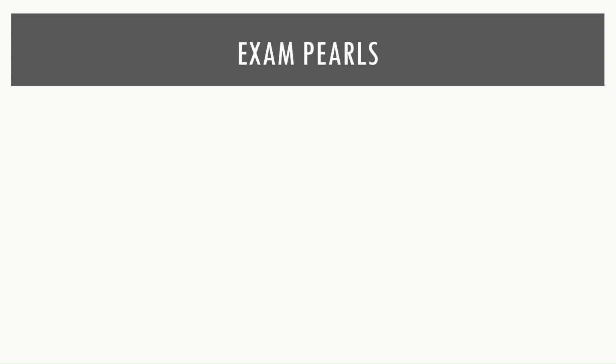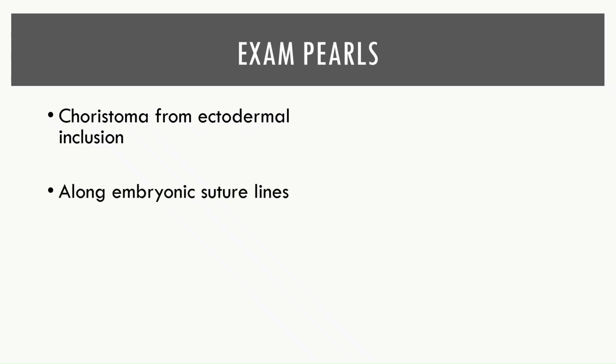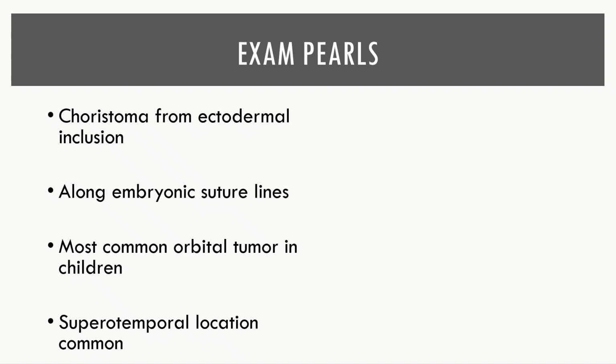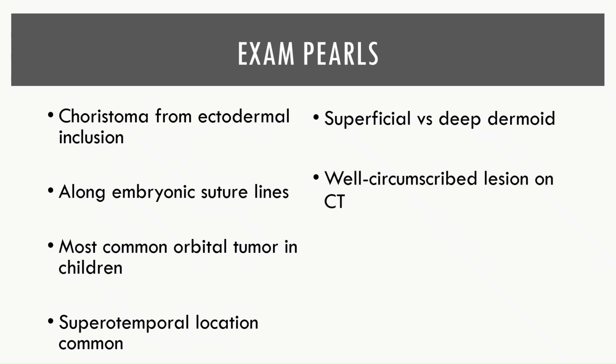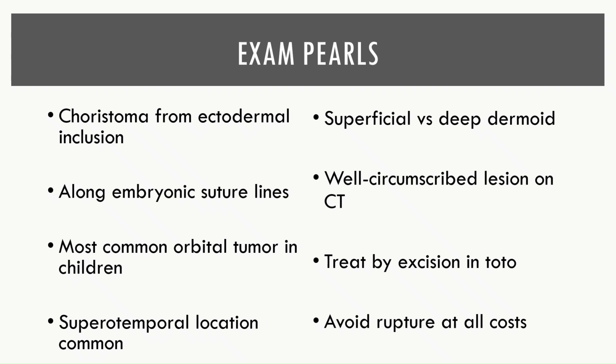To summarize, orbital dermoid cyst is a choristoma from ectodermal inclusion along the embryonic suture lines. It is the most common orbital tumor in children. The most common location is the supratemporal orbit. They can be superficial or deep. On CT, a well-circumscribed lesion can be seen. Treatment is by excision in toto and avoid rupture at all costs.